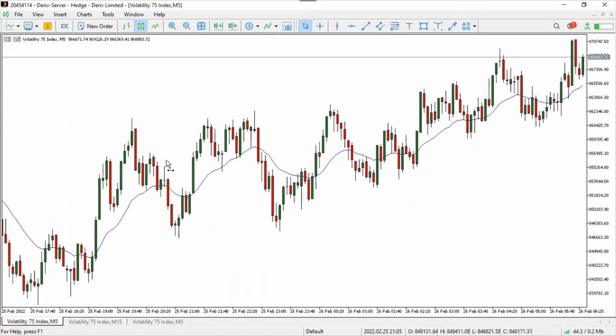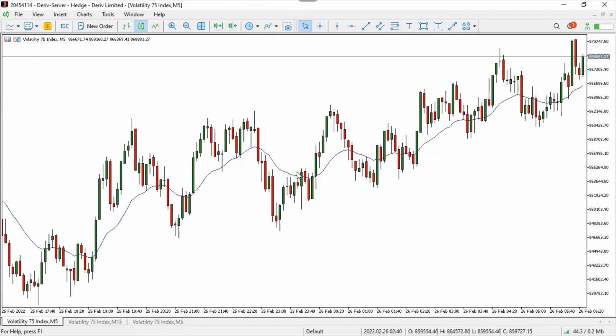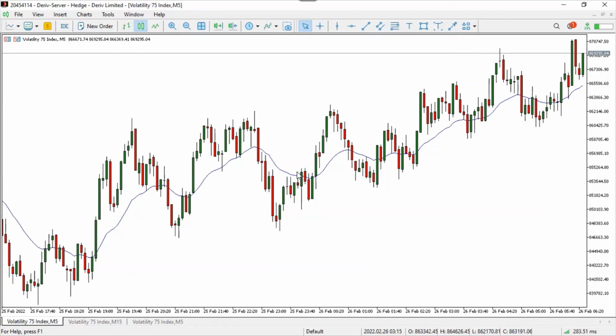Then look at what happened here. Price became so whipsaw that you cannot determine where the trend is going. So it means this strategy cannot work on this one as it is now. You just continue to look at the price and whatever the price has done.